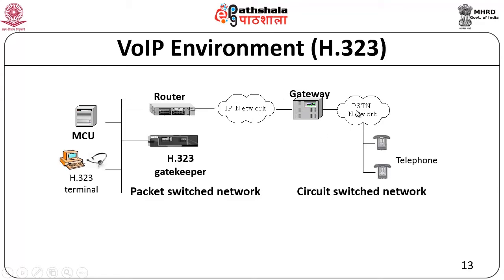This may be connected to a PSTN network, which is a circuit switched network, connected to a telephone network. So you can see that H.323 will allow a packet switched network to be able to talk to a circuit switched network, or a caller on a packet switched network to be able to talk to a callee on a circuit switched network. So this kind of thing is facilitated by means of these modules called gatekeeper, gateway and so on.